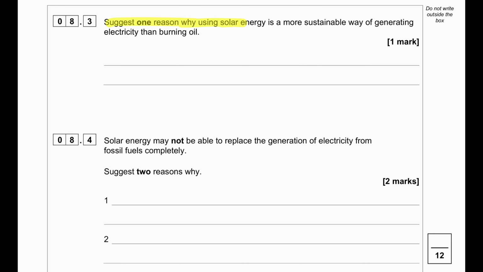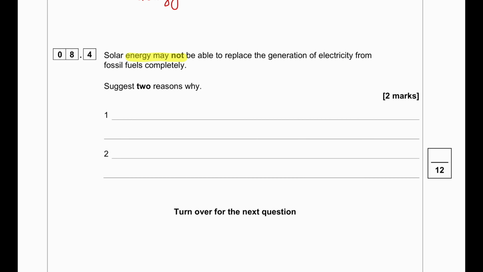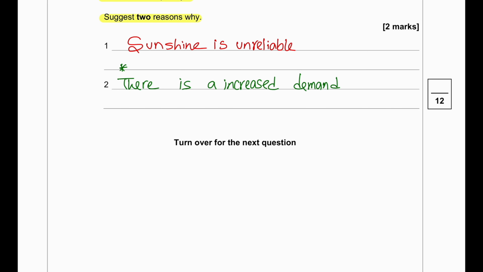Give just one reason why using solar energy is a more sustainable way of generating electricity than burning oil. Solar energy is a renewable source of energy, so it does not require any input of fossil fuel. Solar energy may not be able to replace the generation of electricity from fossil fuels completely. Suggest two reasons why. The sunshine is unreliable and there can be increased demand for energy, and there is not enough space to actually put all the solar panels that will be needed to meet the demand for electricity from solar energy.